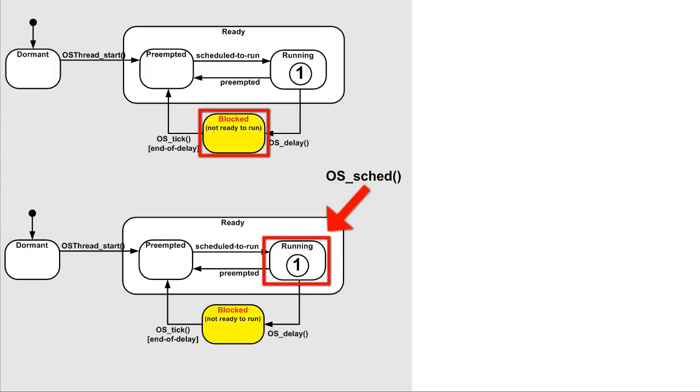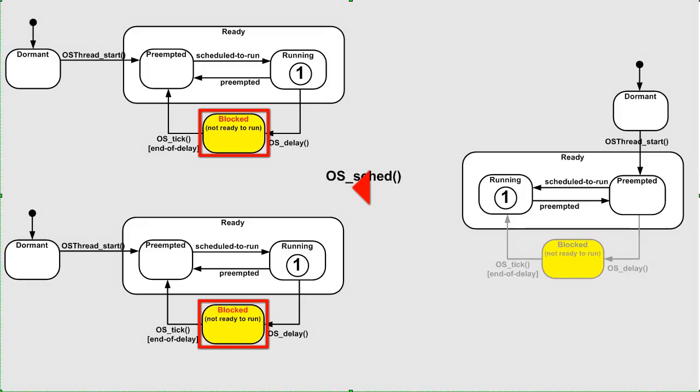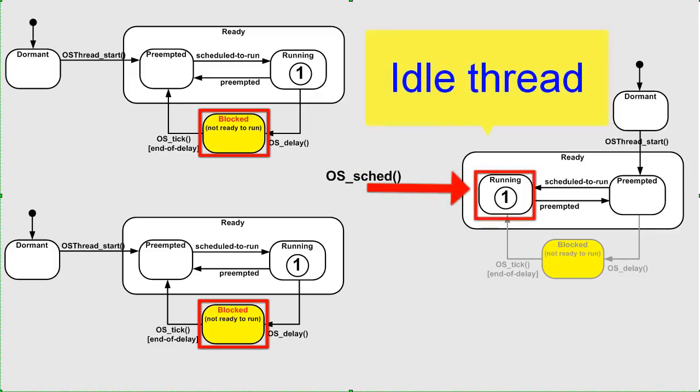But what if both threads become blocked at the same time? The CPU still must be running exactly one thread at a time, but none of the existing ones are ready. The solution is to add another special thread, which the scheduler can run when no other threads are ready. This situation in the system is called the idle condition, and therefore the special thread is called the idle thread. This idle thread is not allowed to block, so its lifecycle does not have the blocked state.